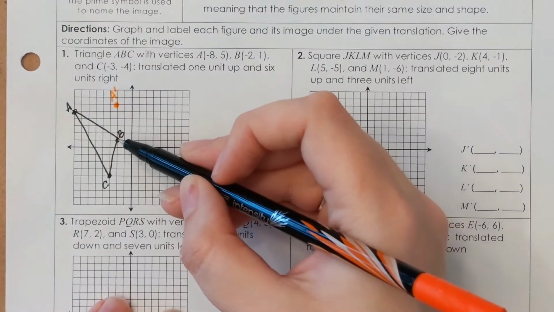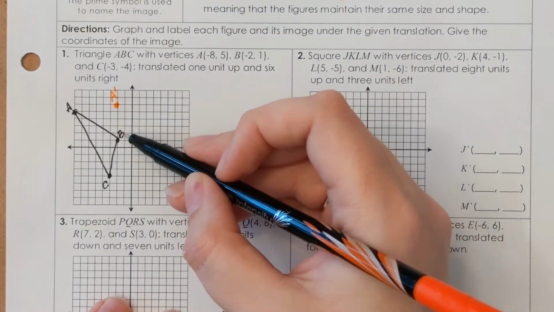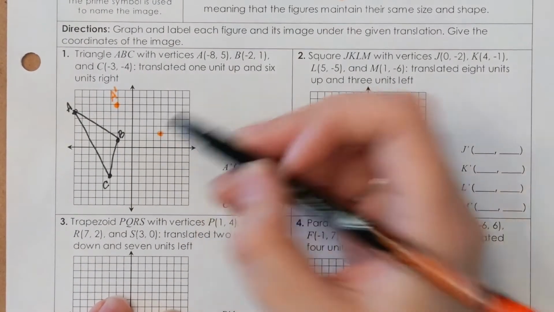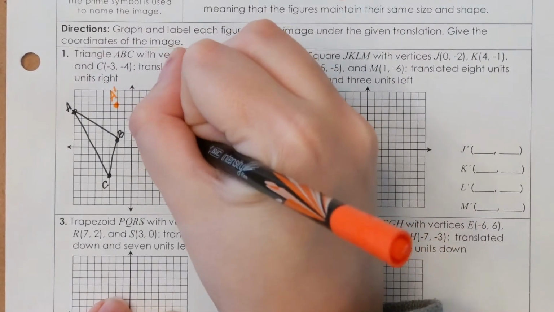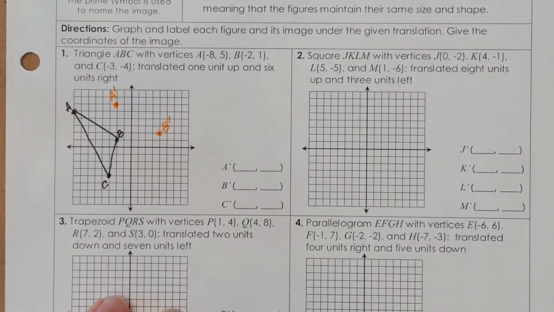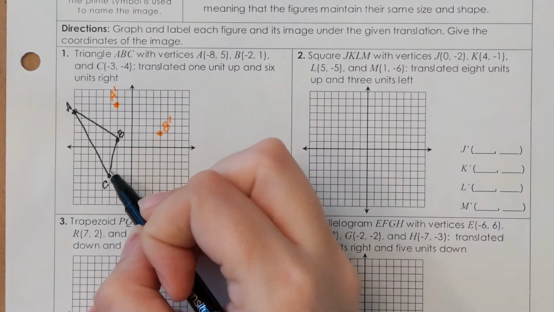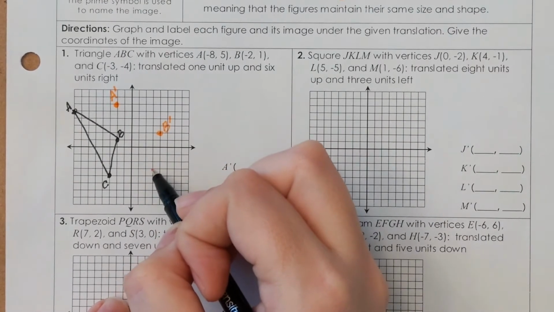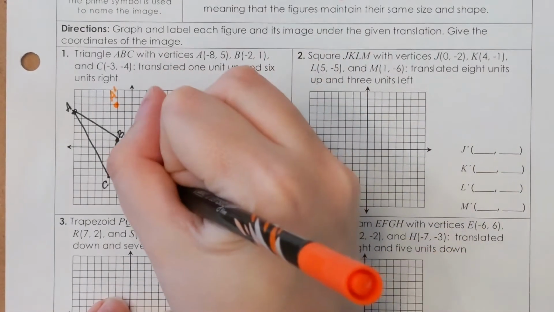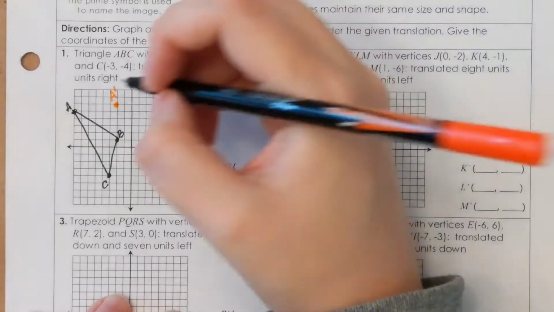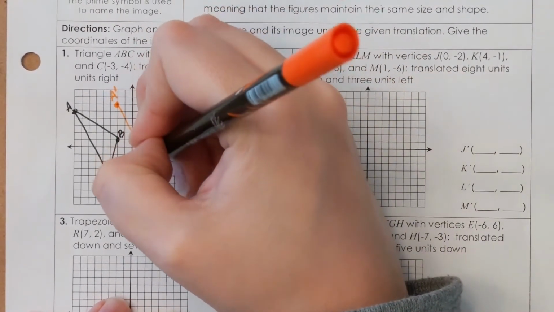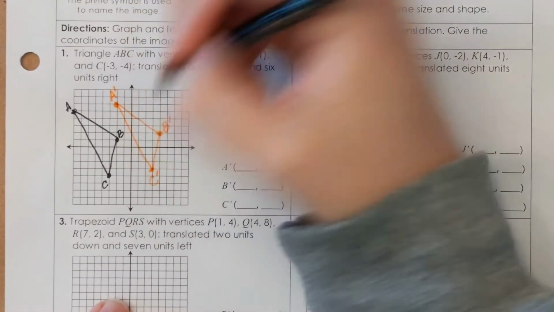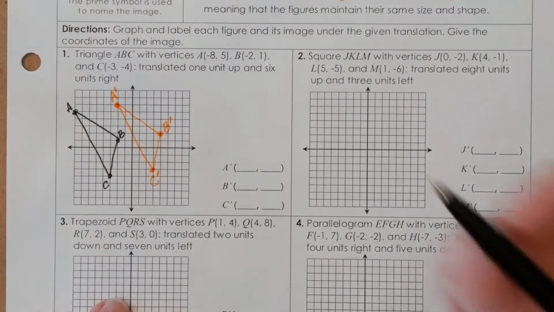If I look at B, I'm going to go up 1 over 6. 1, 2, 3, 4, 5, 6. Label this B with the little apostrophe. And C, again, up 1 over 6. 1, 2, 3, 4, 5, 6. Same thing with that. So then I'm going to join these.